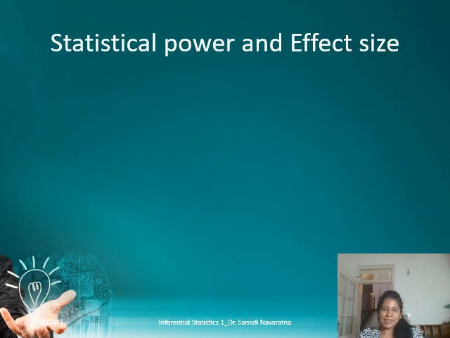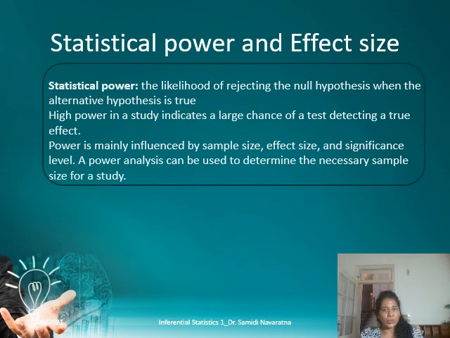So a little bit about the statistical power and effect size. A statistical power is the likelihood of detecting the effect when there actually is one. So a high power in a study indicates a large chance of a test detecting a true effect. So the power is mainly influenced by the sample size, effect size, and significance level. So a power analysis can be used to determine the necessary sample size for a study.